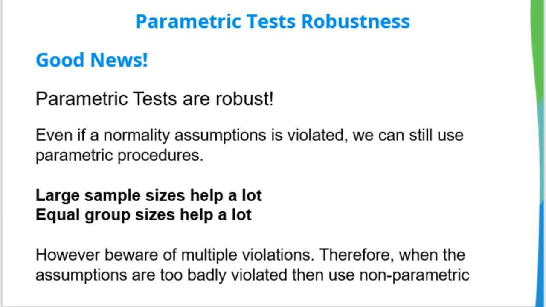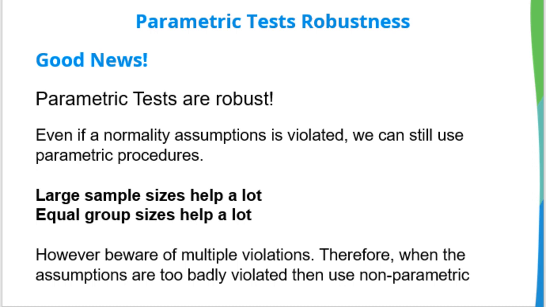Even if the normality assumption is violated, you can still use parametric procedures. Especially when you have a large sample size and equal group sizes. Maybe one of your categorical columns is gender, with male 50 and female 50, a total of 100 observations. That is very good because you have an equal sample size for groups. So it's very powerful. So you can go ahead and use a parametric test, even though not all the assumptions are met.